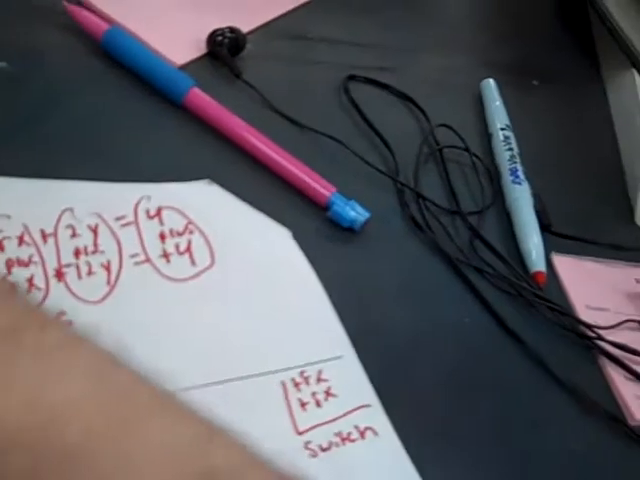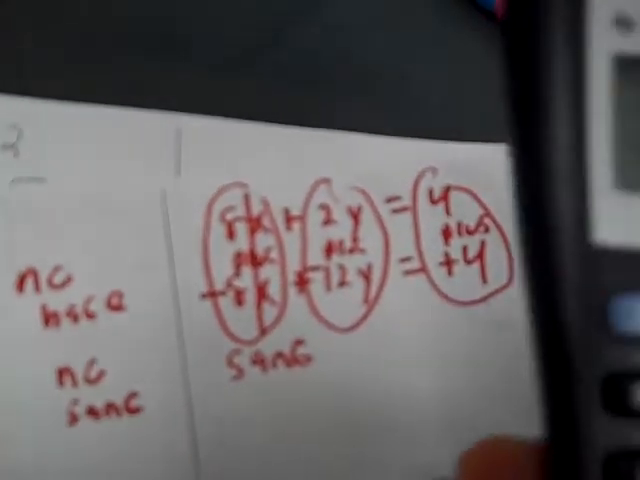Okay? So I'm going to add. I'm going to take 8 plus negative 8, and that's 0, so I can cross that out. I'm going to take 2 plus negative 12. That's negative 10 with y.